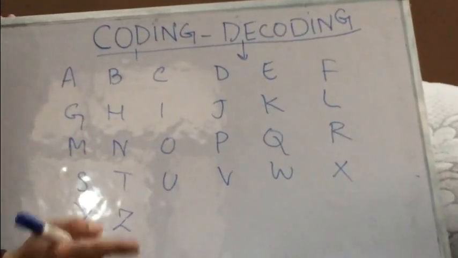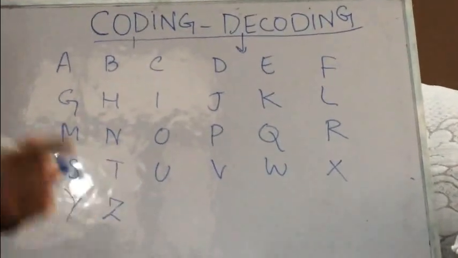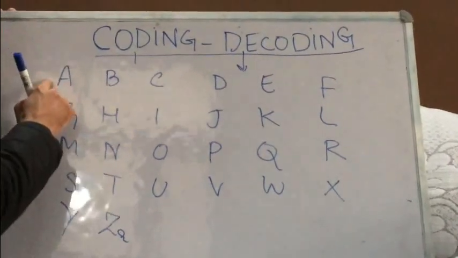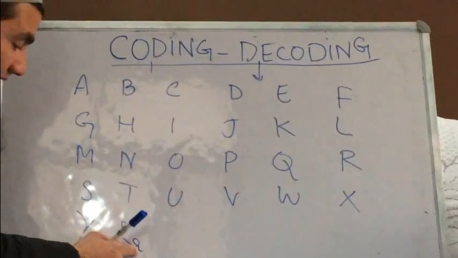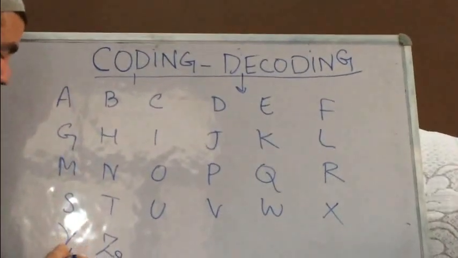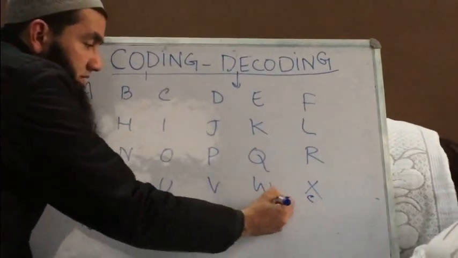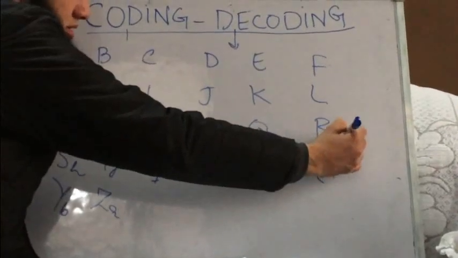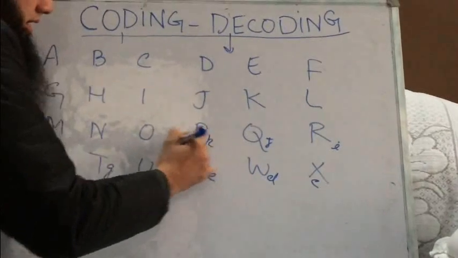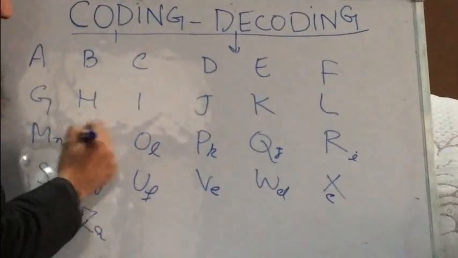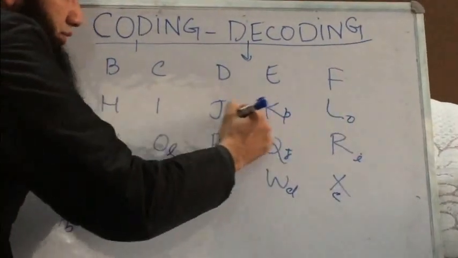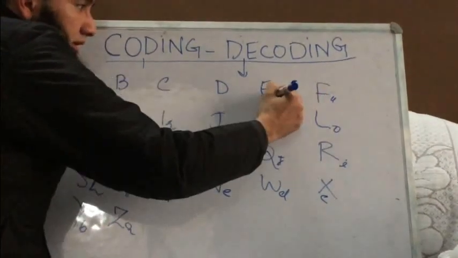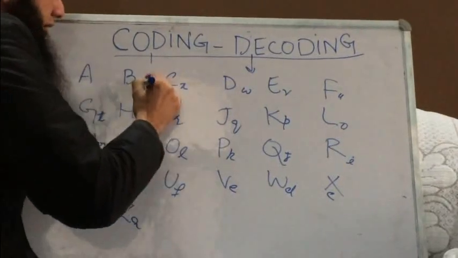Now I'll write the alphabetical order again, but in reverse order. The start to end will be in capital letters. The end to start will be in small letters. A, B, C, D, E, F, G, H, I, J, K, L, M, N, O, P, Q, R, S, T, U, V, W, X, Y, Z.